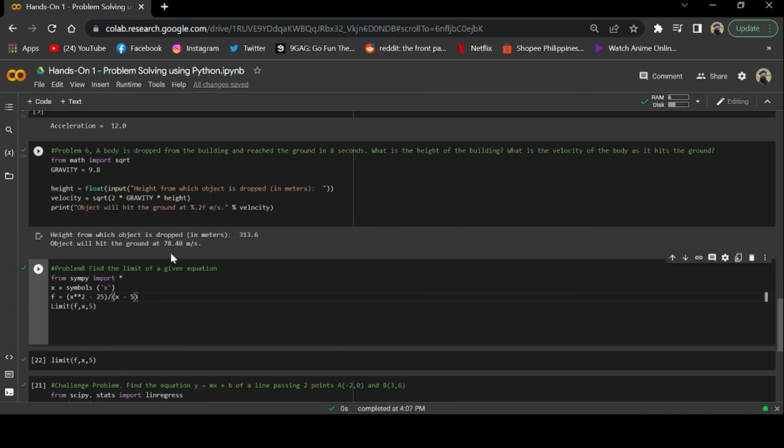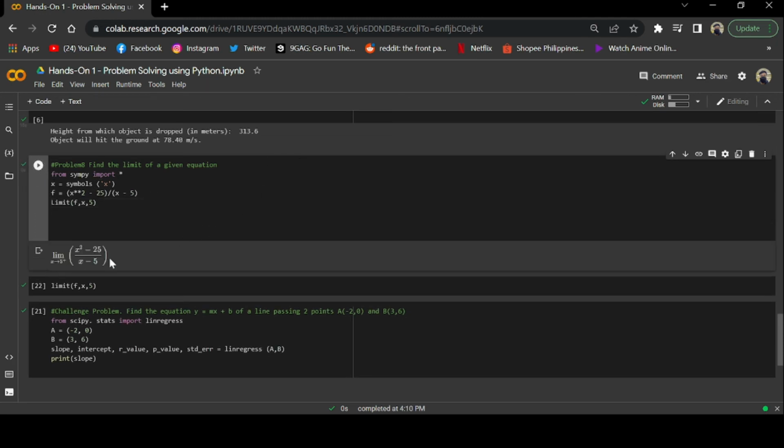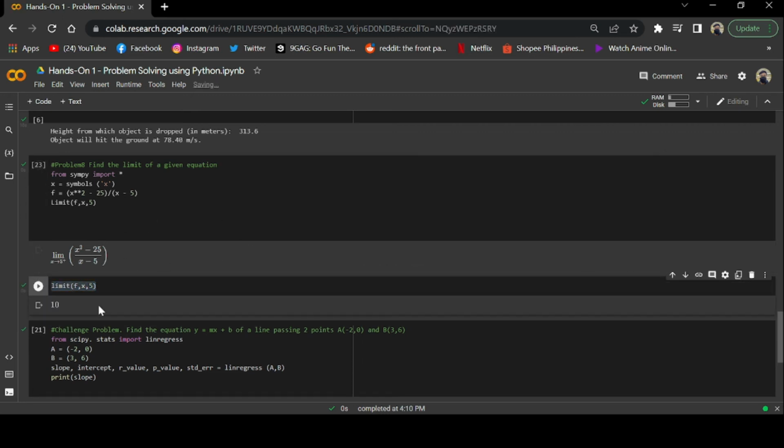So moving forward to the next problem, which is problem number 8. Find the limit of a given equation. So let's import asterisk from the module in Colab. So x equals the symbol. Let's represent x, the value. Our given is f of x equals x squared minus 25 over x minus 5, if the limit of x approaches 5. So let's run this code to see the equation. This is our given equation, the given problem: limit as x approaches positive 5. So let's find the limit as x approaches 5. Let's run this, which gives 10.